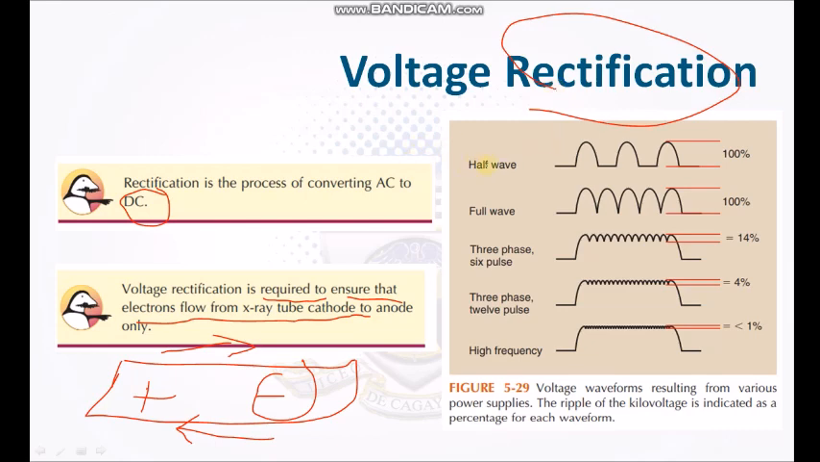So in voltage rectification, we have half-wave rectification, we have full-wave rectification, and then we also have different phases. Okay, so when it comes to voltage rectification, again, remember this one, AC, how is it being represented graphically? Diba?